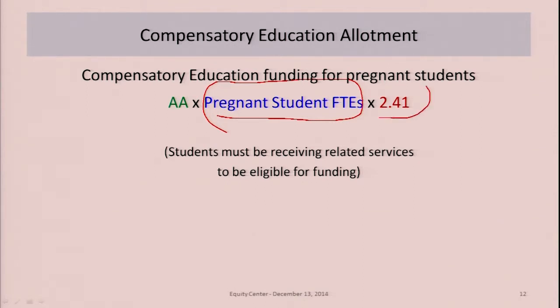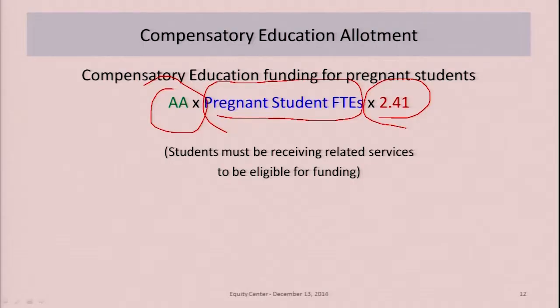And the weight, as you can see, is much larger. But the time that they're involved in the program is not that much. And so the high weight does not really amount to a whole lot of money. So you take your adjusted allotment, you multiply it by your student count, and then by the weight, and that will give you your compensatory education funding for pregnant students.